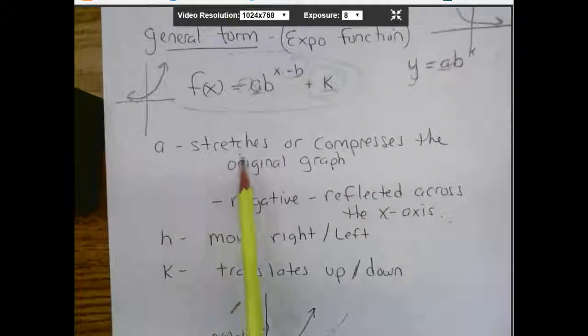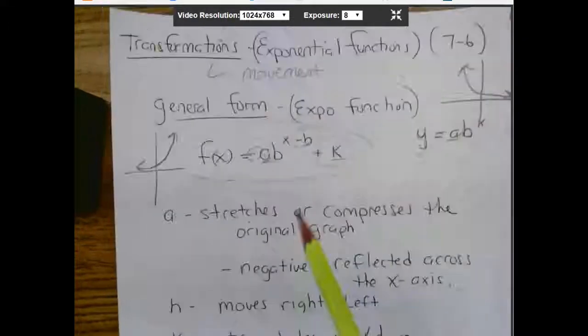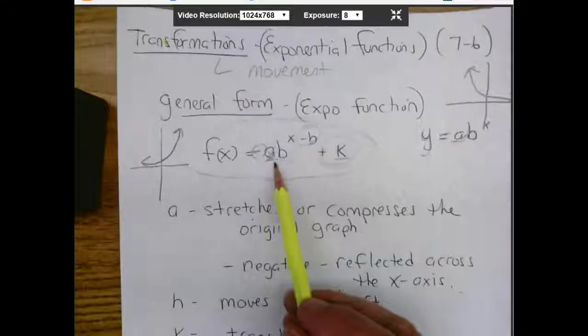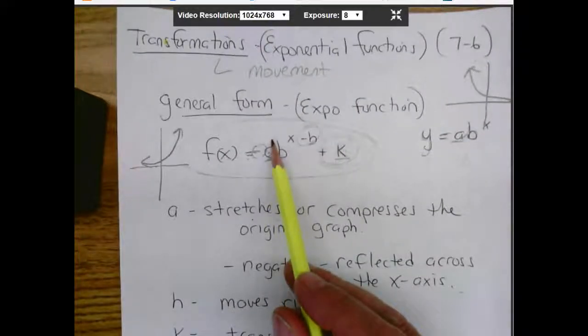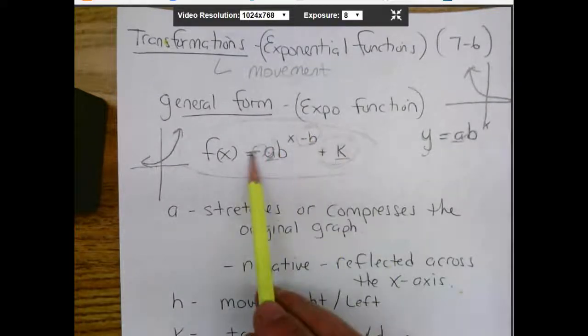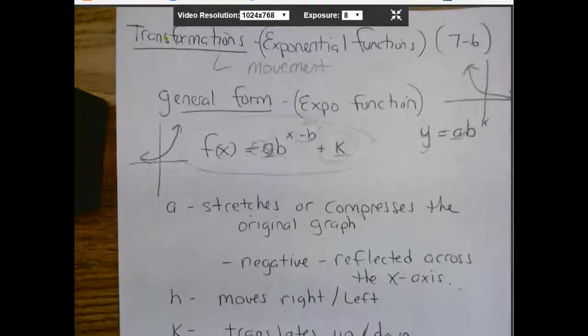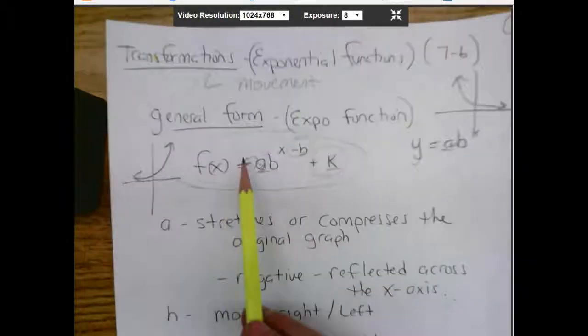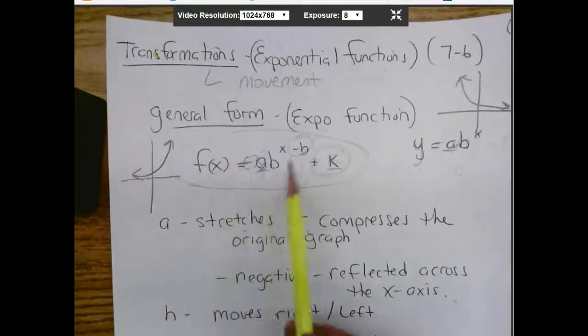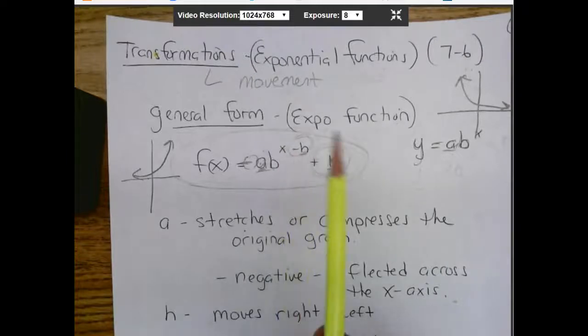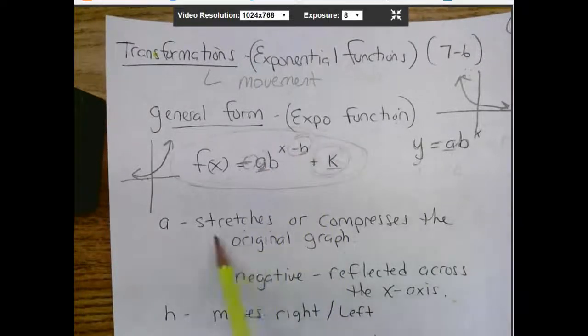So a stretches or compresses the original graph. So whatever a is, if it's a number like 3, perhaps it's a fraction, a half, or whatever, or maybe it's a negative. But we're not worried about the negative yet, so let's just say the negative's not there, and it's just a times b to the power of x minus h. But just a, you can either stretch it or compress it based on whether it's a whole number or a fraction.